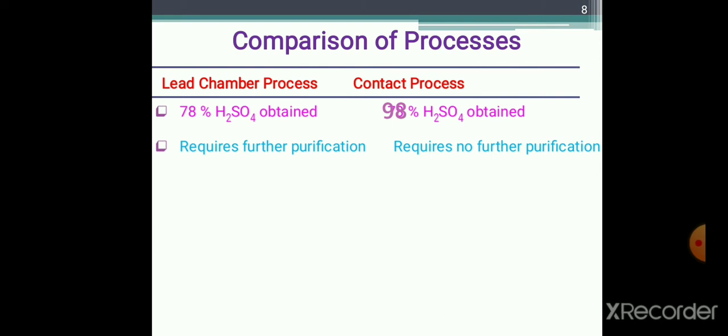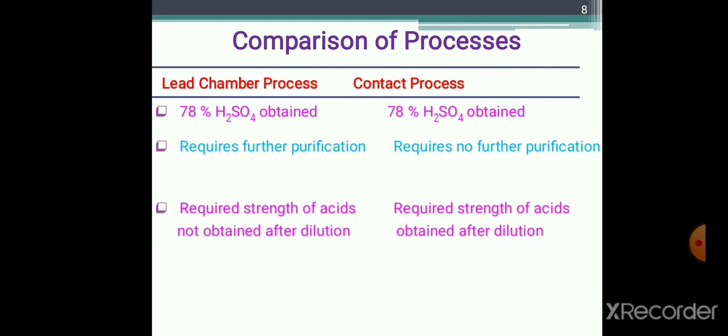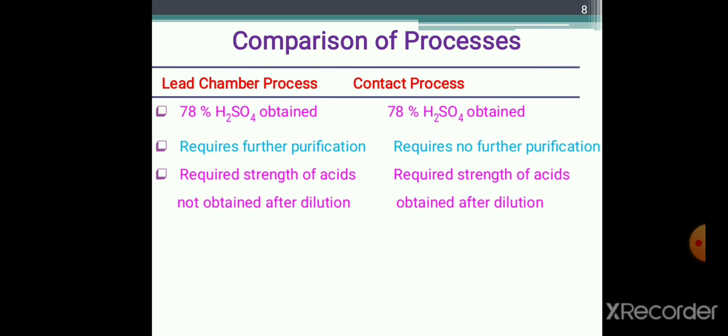In this comparison of the lead chamber process and the contact process, the lead chamber process produces only 78% H2SO4, but the contact process produces 98% H2SO4. The lead chamber process requires further purification, but the contact process doesn't require further purification.